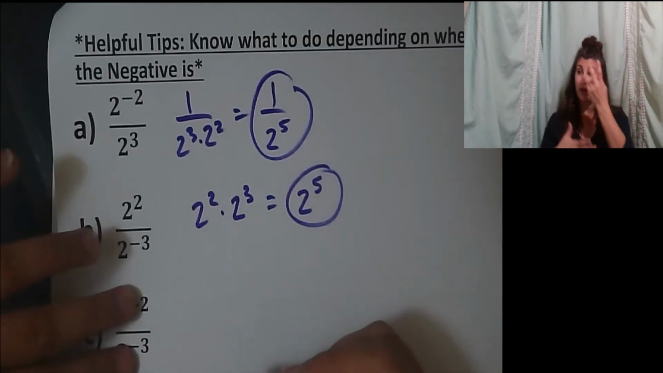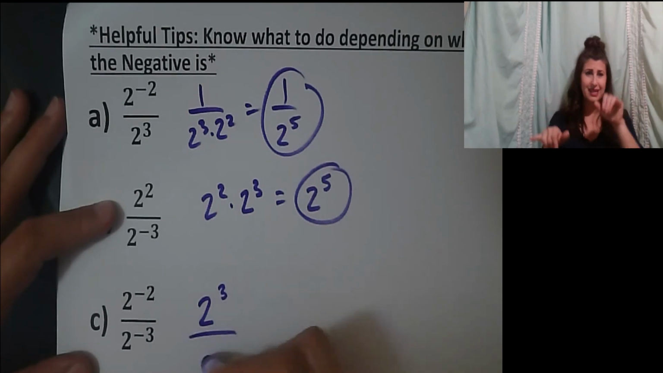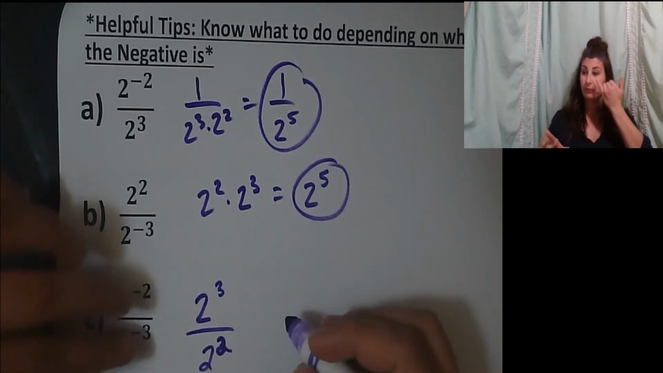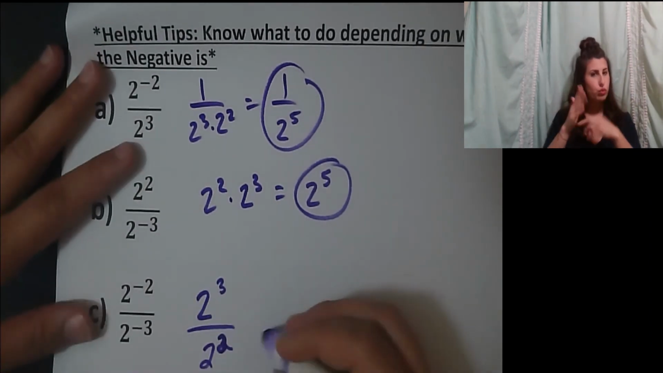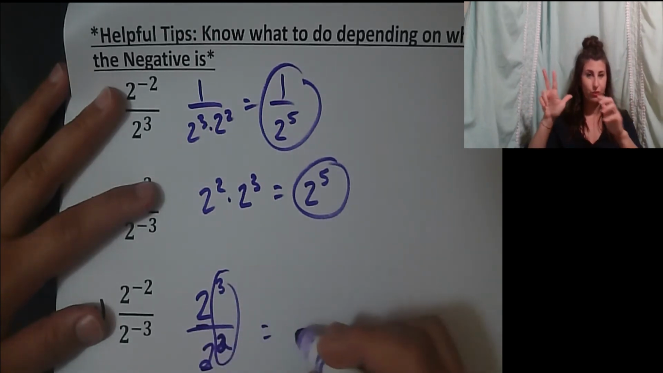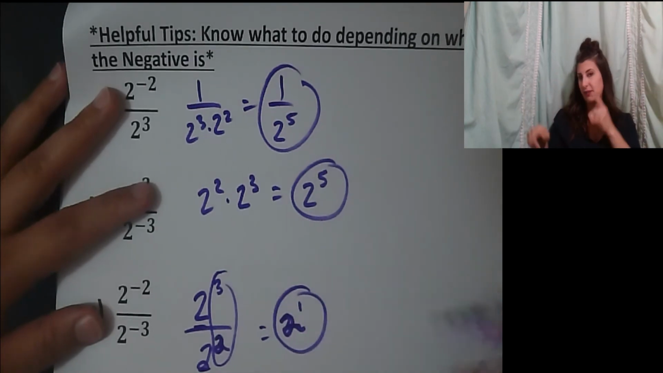If they're both negative, flip both of them. And it doesn't matter if they're the same base or if they're different. If they're both negative exponents, flip them, and then use your rules if you need to. Here I would need to use my rules because they're the same base. So it'll be 3 minus 2, which is just 1. So 2 to the first power. That's what that would be.